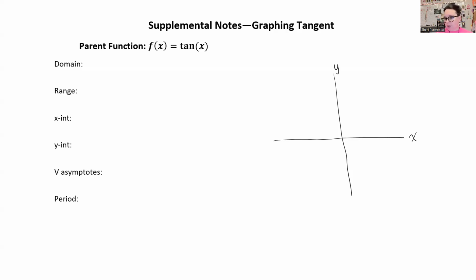So the tangent graph goes through 0 and it has asymptotes at negative pi over 2 and pi over 2.